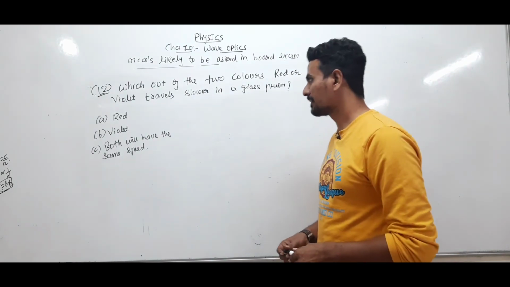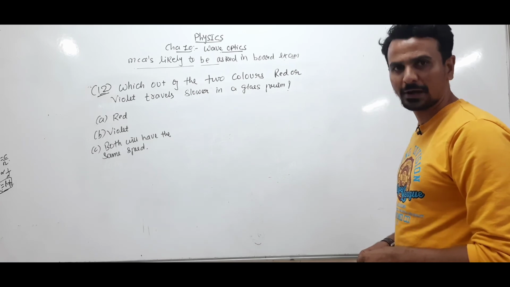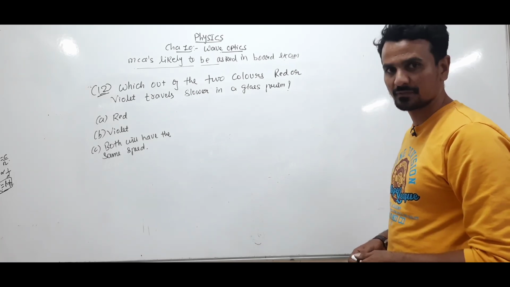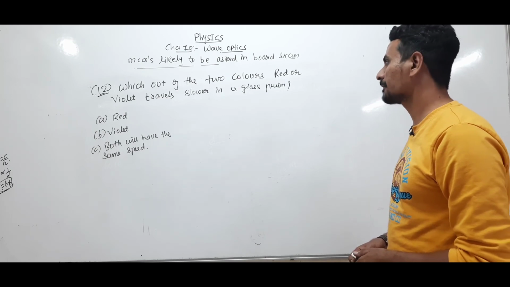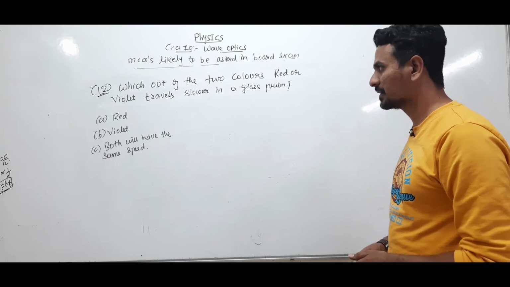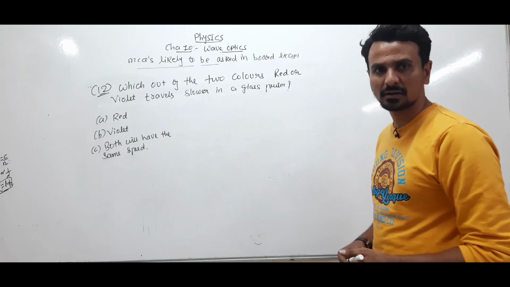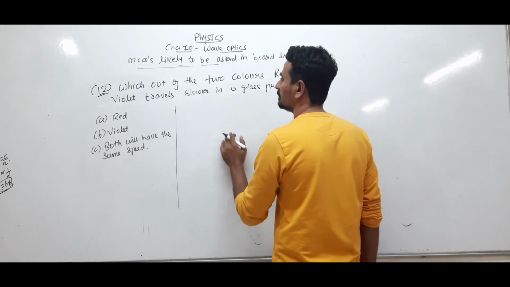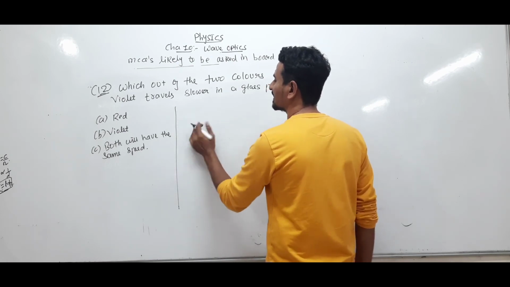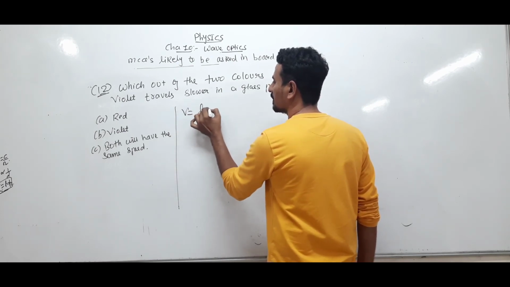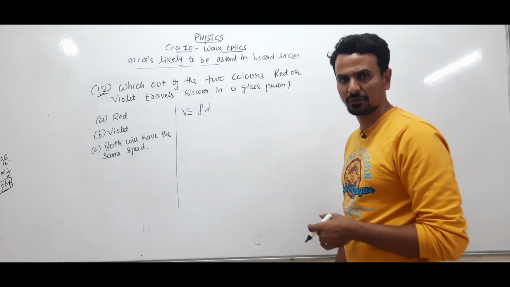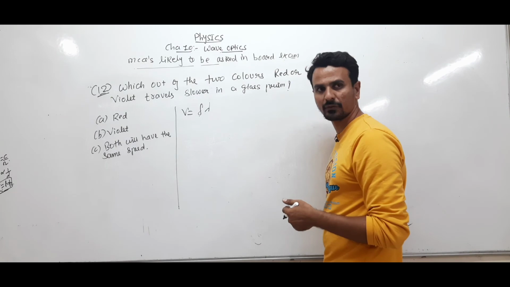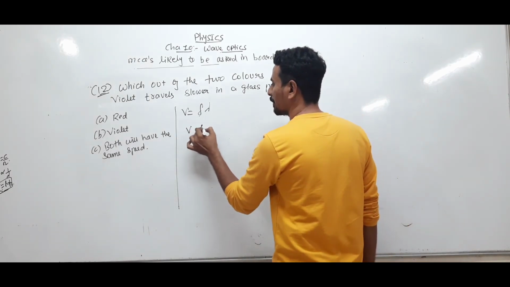12th one. Which out of the two colors, red or violet, will travel slower in a glass prism? Basically, V is equal to f lambda. Speed is equal to f into lambda. f is the frequency, which depends on the source, right? So V is proportional to lambda.